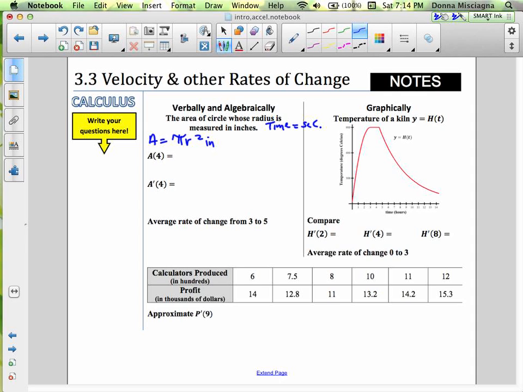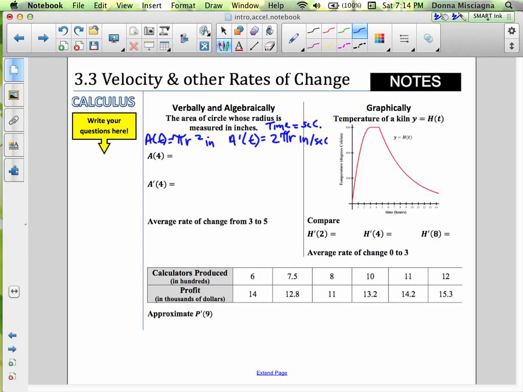The derivative, and actually let's make that A of t, because it's going to be a function of time, because you change over time. So A prime of t, the derivative, we'll just take the derivative of the equation for area. That's going to be 2 pi r, and our units of measure now will be inches per second. Right, so let's find A of 4, and then let's talk about what that means.